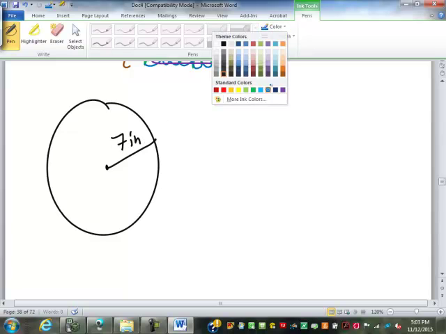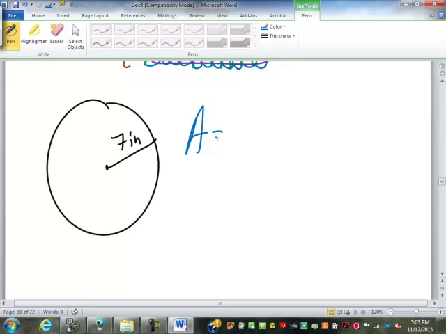How would I find the area of this? Well, it's pi, or 3.14, times 7 squared, which is what?